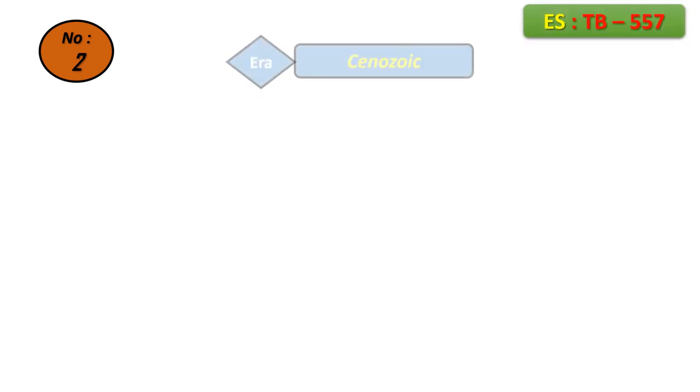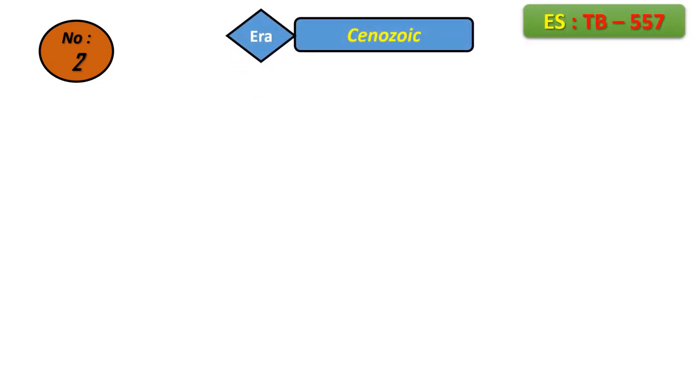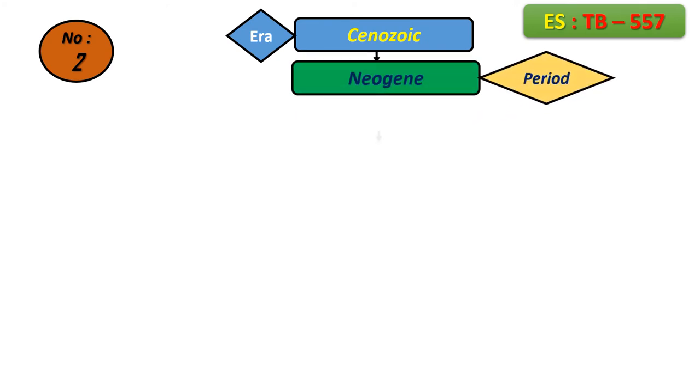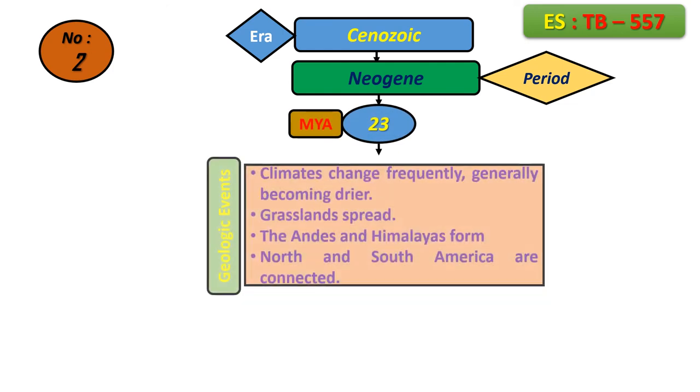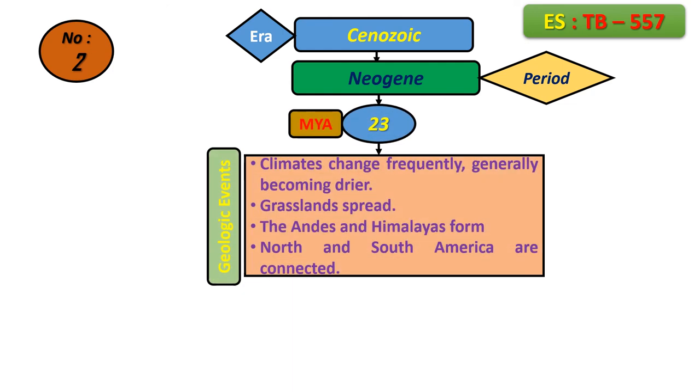Now let us check the second period in the Cenozoic era, named as Neogene period. It's about 23 million years ago. The major geologic event in this period is climates change frequently, generally becoming drier. Grasslands spread. The Andes and Himalayas form. North and South America are connected.